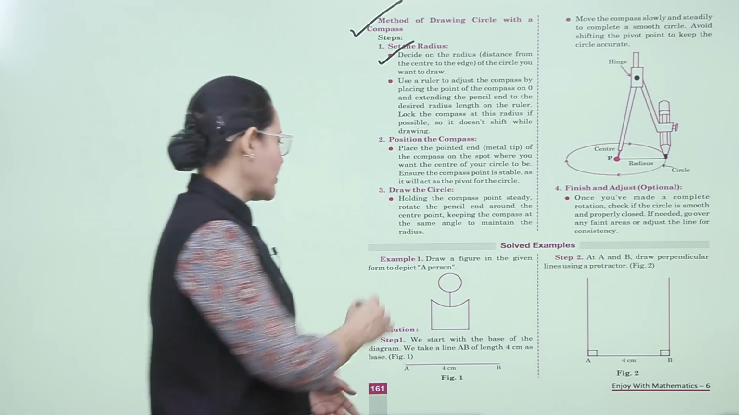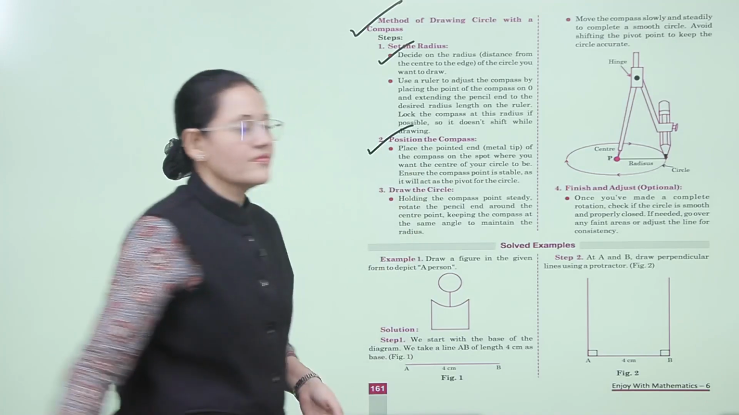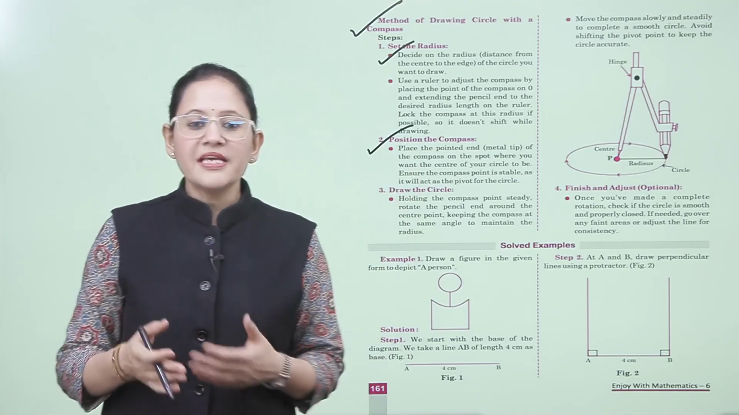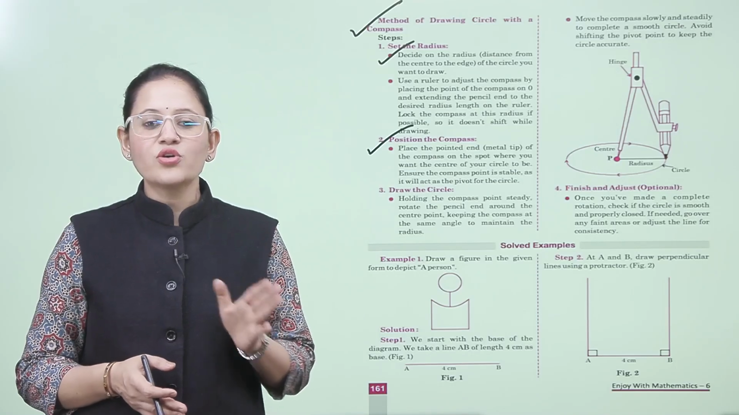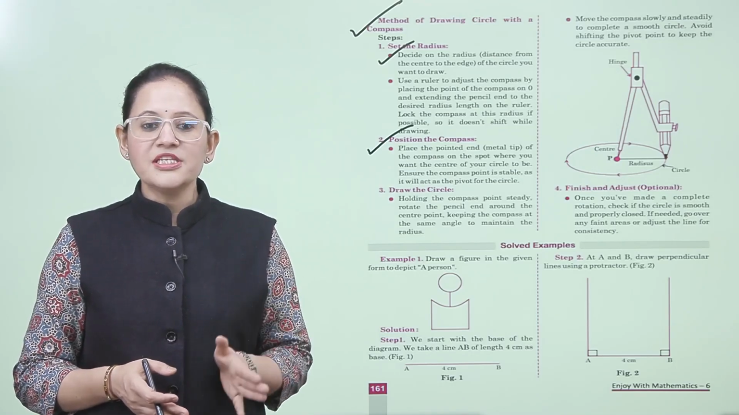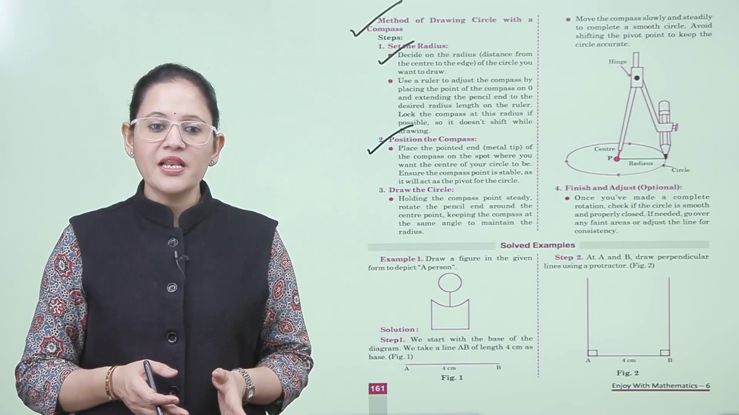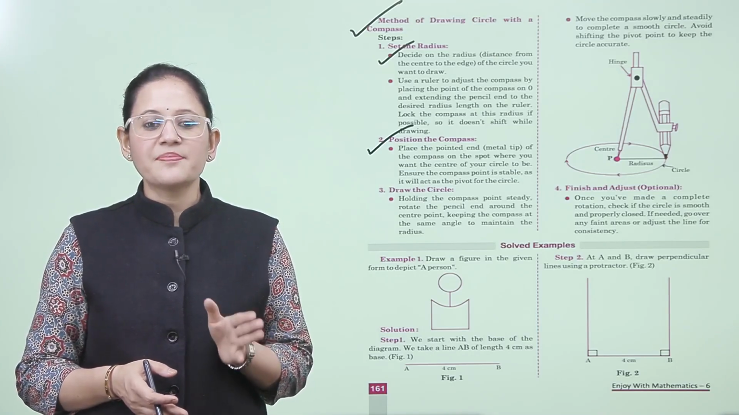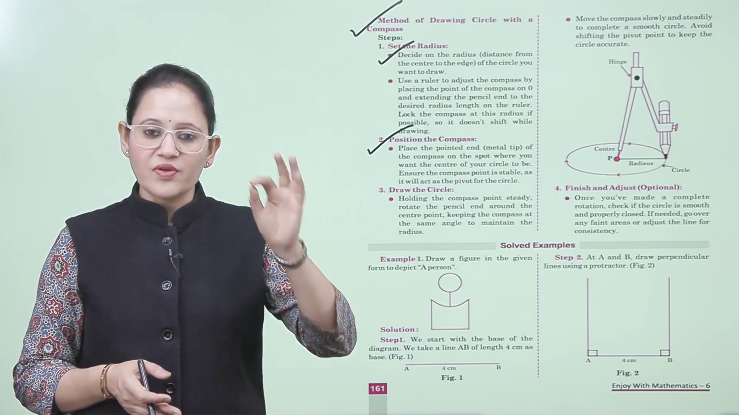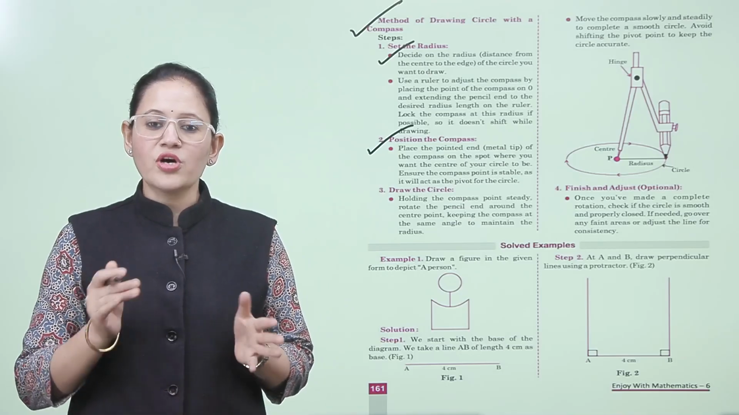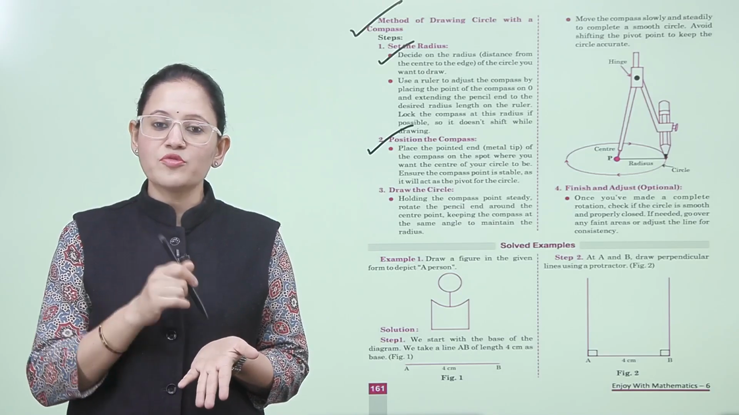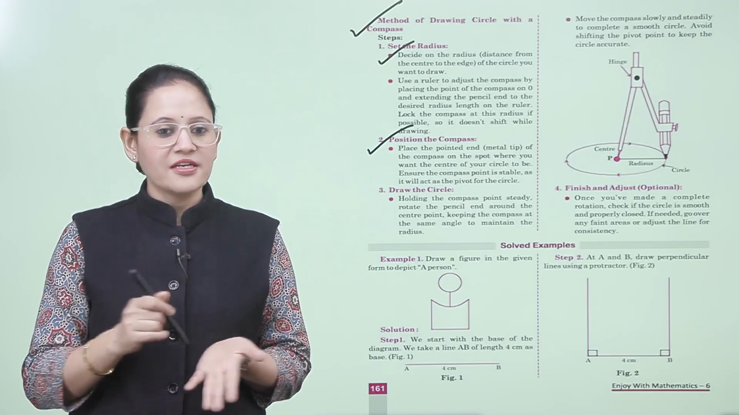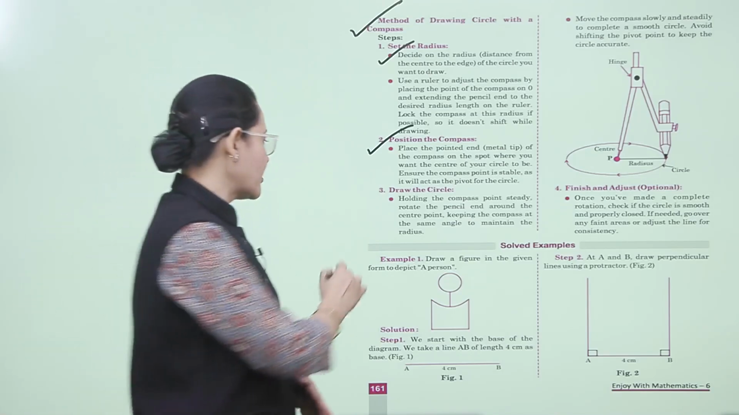Next is positioning the compass. Place the pointed end of the compass on the spot where you want the center of the circle. Ensure that the compass point is stable, as it will act as the pivot of the circle. So, if we want to draw a circle, what will we do? We will fix the needle tip at one point, that will be the circle's center. Clear? Now, draw the circle.